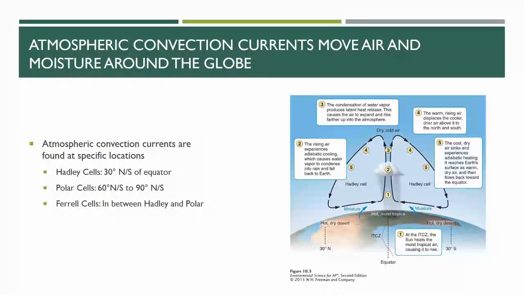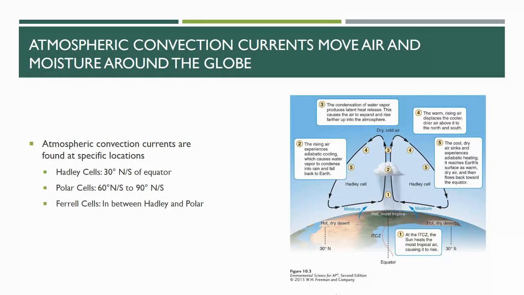First, at the ITCZ, which is the Intertropical Convergence Zone, the sun heats the moist tropical air, which causes it to rise. Then, the rising air experiences adiabatic cooling, which causes water vapor to condense into rain and fall back to Earth. The condensation of water vapor produces latent heat release. This causes the air to expand and rise farther up into the atmosphere.